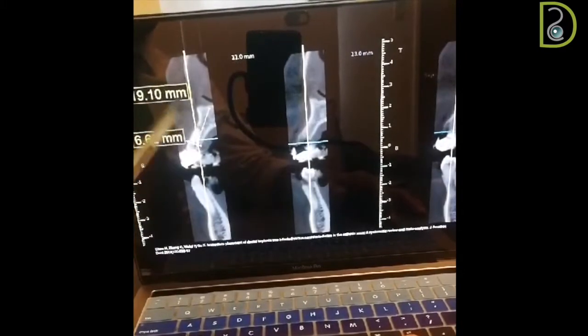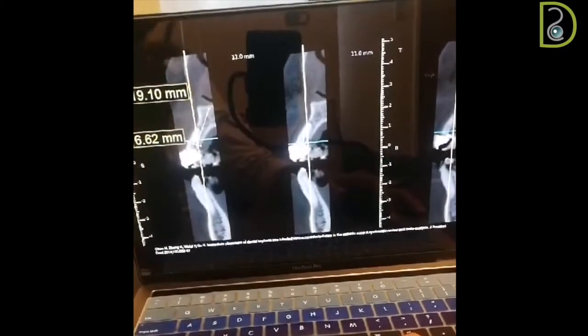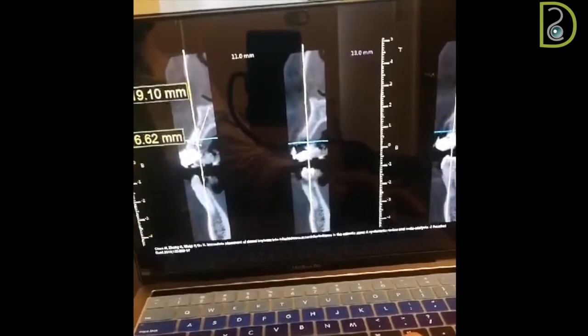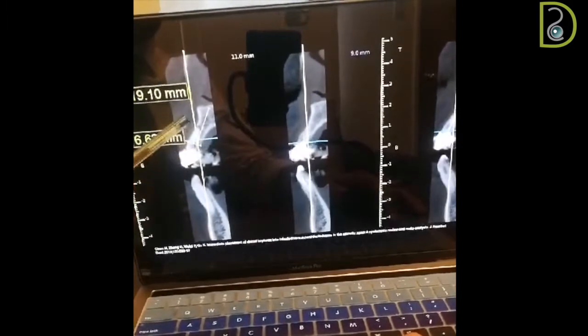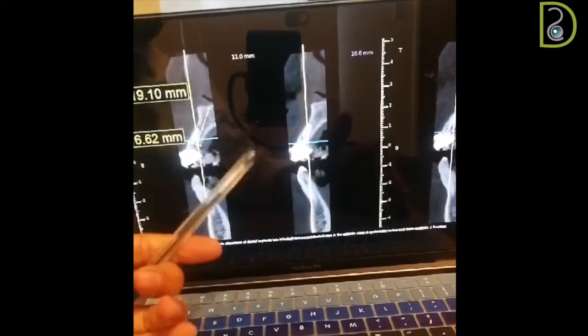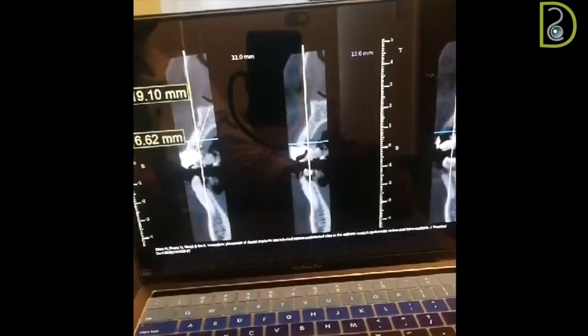We're going to use a narrow immediate implant so we can provide a buccal gap that will be filled later with xenograft material. But the second thing we notice here, we have a periapical lesion. So the question is, will this periapical lesion prevent us from placing the immediate implant or not?